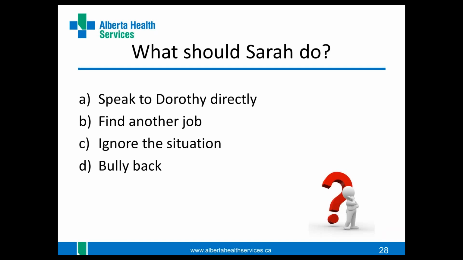You're going to see 4 options on the screen as possible alternatives for Sarah to take, and we'd like you to reflect on which option you think Sarah should choose in this situation. A, speak with Dorothy at an appropriate time and location to discuss the impact that the behavior had on her. B, find another job. C, ignore the situation. Or D, bully back and give Dorothy a taste of her own medicine.